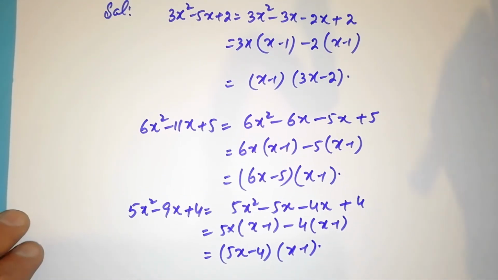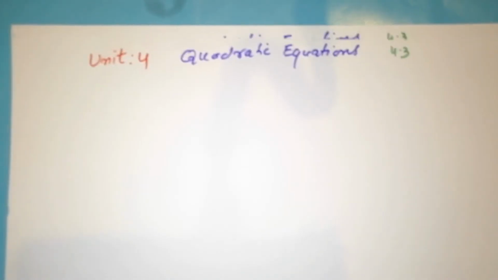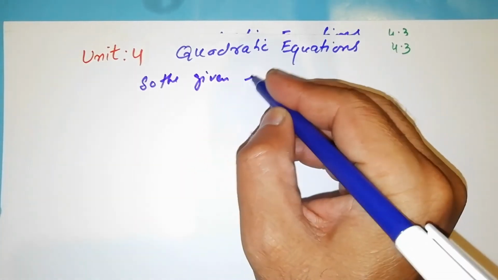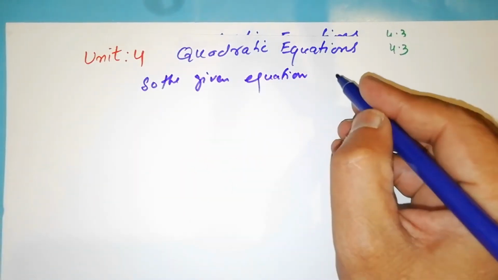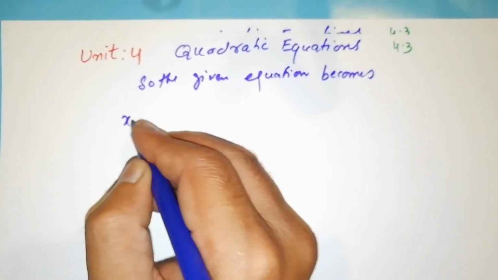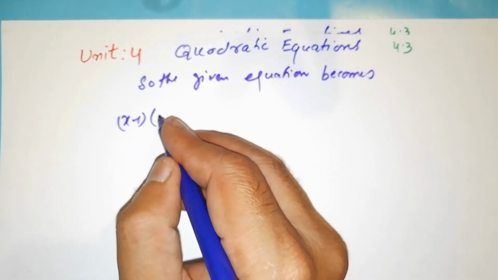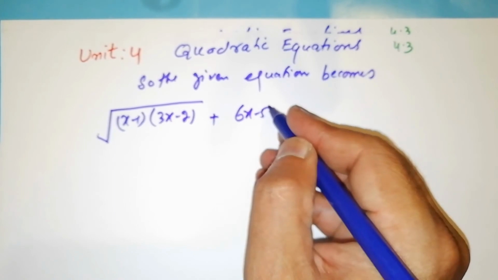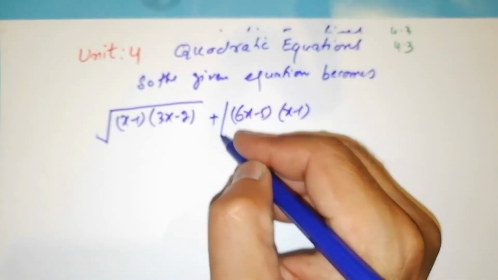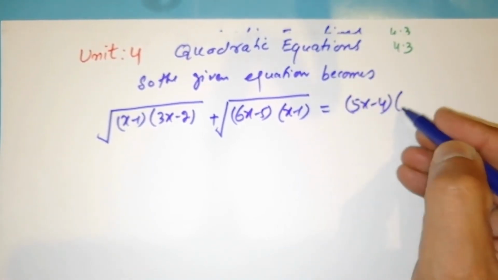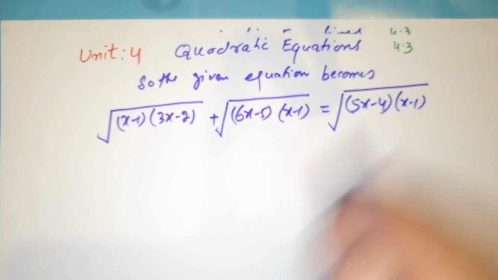So the given equation becomes x minus 1 into 3x minus 2, its square root, and then plus 6x minus 5 and x minus 1, its square root. This is equal to 5x minus 4 and x minus 1, its square root.